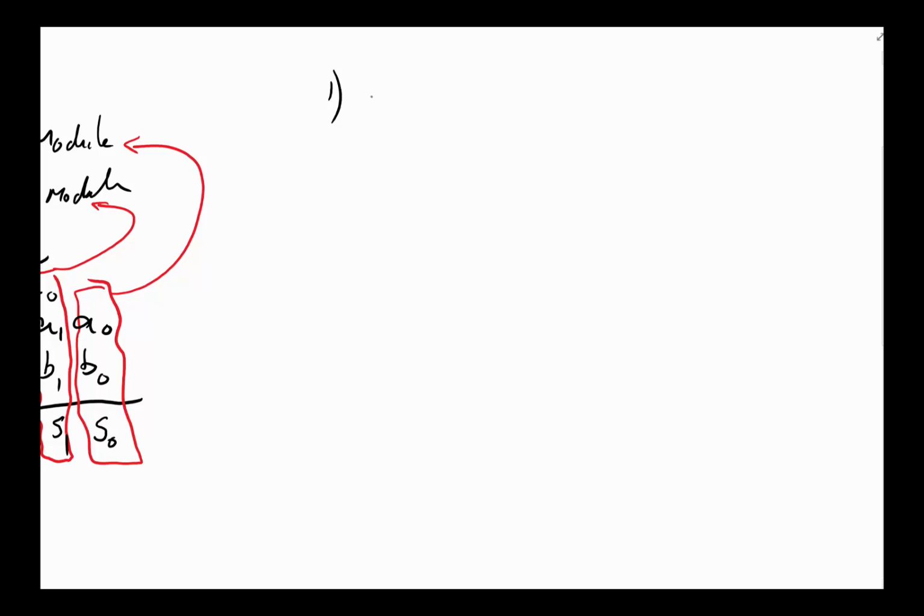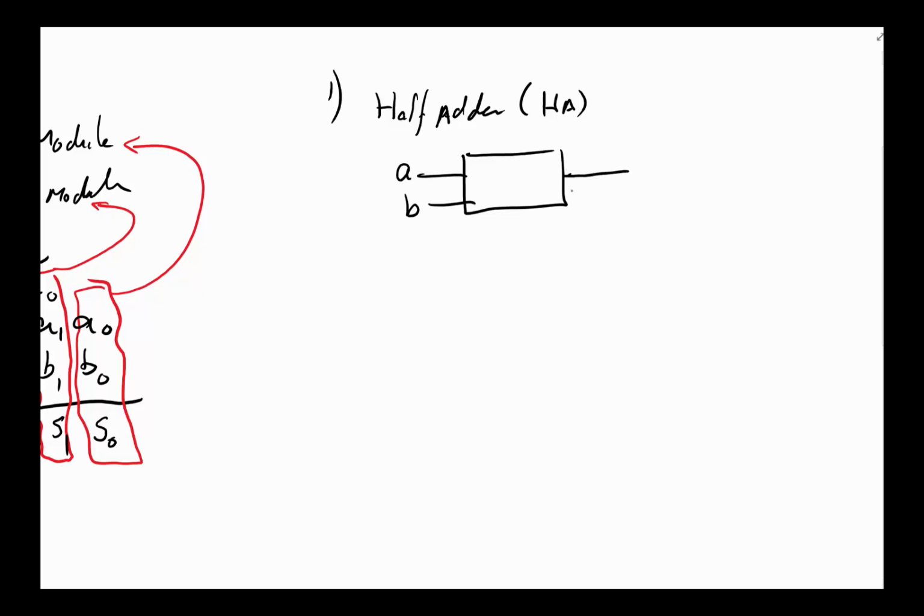So step one was to do a half adder. The system diagram for this is basically: I've got an A and I've got a B, just 2 bits coming in, and then I have a sum and I have a carry coming out of here. This is a half adder.